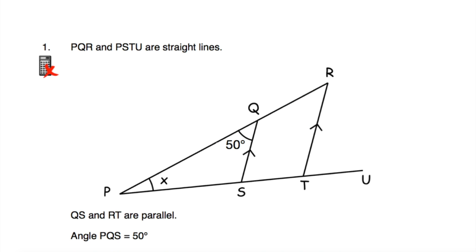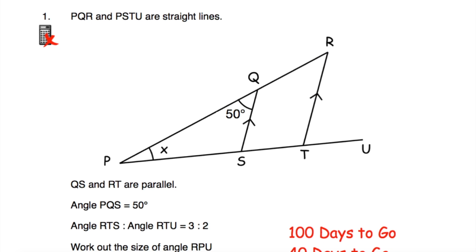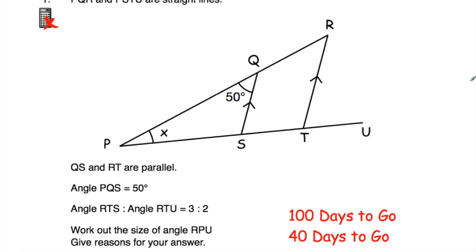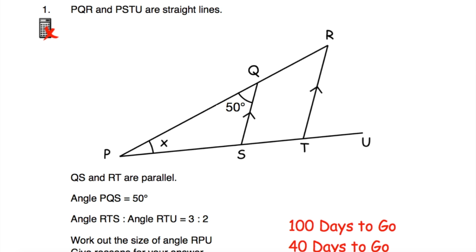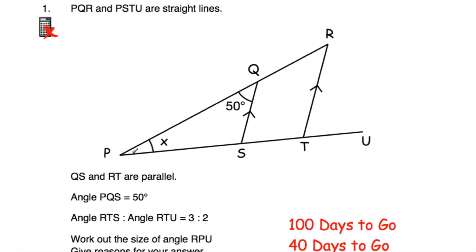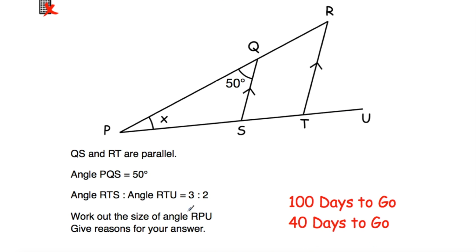Question number 1 is a parallel lines question, and we covered parallel lines and ratios with 100 days to go and 40 days to go. We covered angles and parallel lines with 100 days to go, and we looked at ratio with 40 days to go. We've got this diagram, and we're told that PQR is a straight line and PSTU is a straight line, and we've got our two parallel lines. We want to find the size of angle RPU.